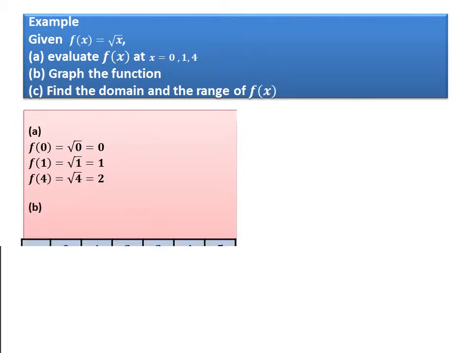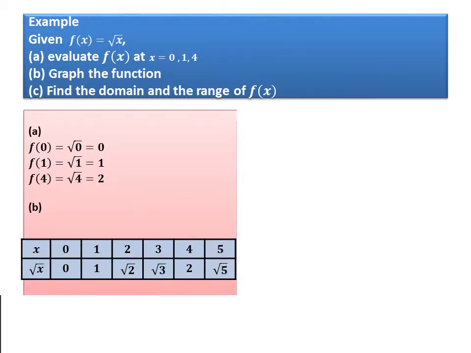Part B, in order to graph the function, again, we need to make a table. And this table, as we see in front of us, has the upper row for x, the lower row for the square root of x. So we take values from 0 to 5 and we take the square root of each of these values. We evaluate the square root of 0 to be 0, square root of 1 to be 1, square root of 2 to be square root of 2.